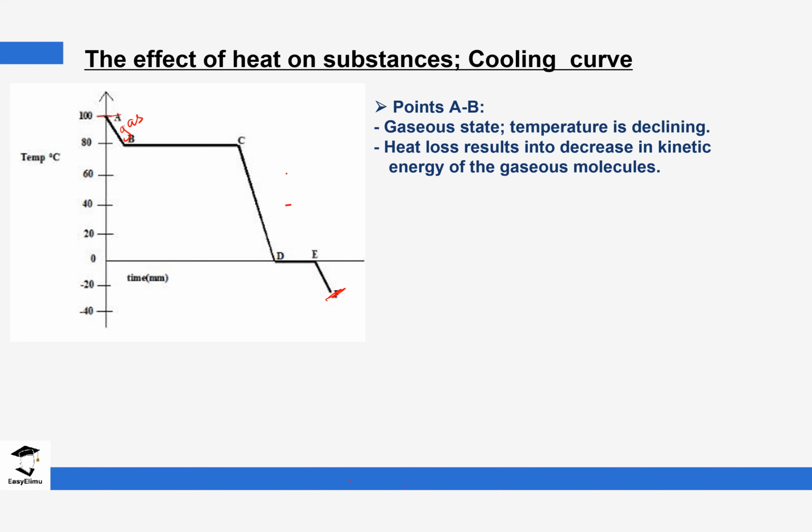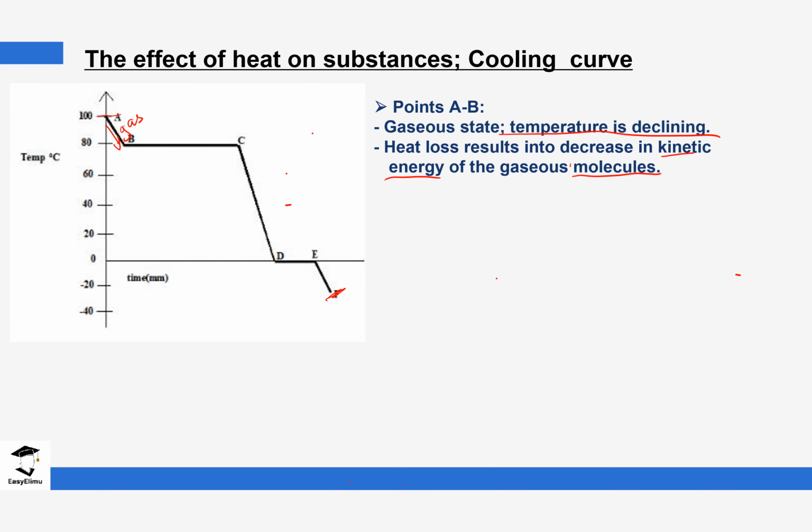The first thing you notice in region AB is that temperature is decreasing. That's the first thing we said, even as we were discussing the heating curve. When the temperature decreases, our kinetic energy is also decreasing. So we are losing heat into the environment. The energy is decreasing, so the movement of the molecules decreases. They stop moving randomly and fast like they were moving before. They start moving slowly with less energy.